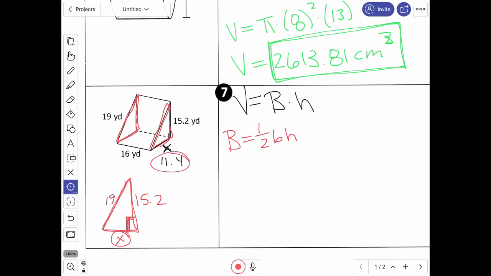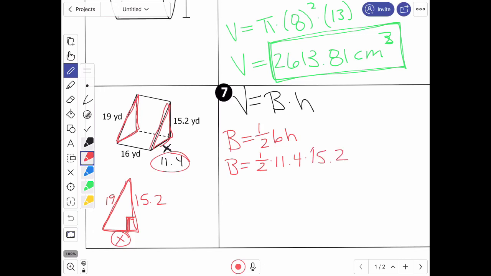So now just looking at this right triangle, if I were to find the area of just this right triangle, I would take the base, 11.4, times the height, 15.2, and then divide by 2 or multiply by 1/2. So my base area is 1/2 times 11.4 times 15.2, put parentheses. And so the base area actually is 86.64. And we already calculated that in number 8, but that's just a good review.